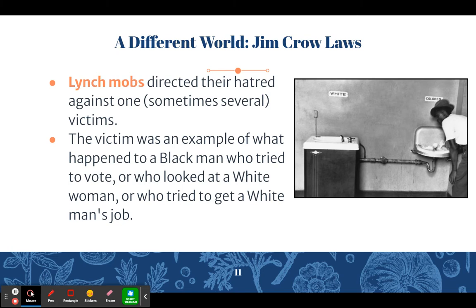Oftentimes they would be killed. Sometimes they would just be very, very gravely injured. But it's important to understand what a lynch mob is. We will see a scene with a lynch mob in the book, so I just want you to be aware of what that is.